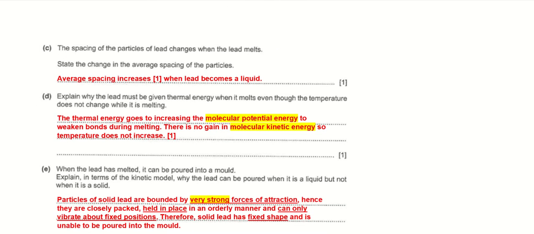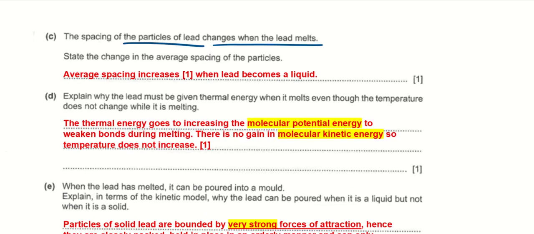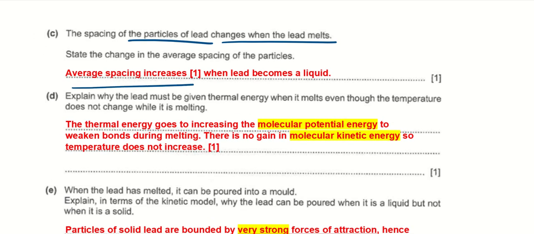Okay, the spacing of the particles of lead changes when the lead melts. They never say the lead particles increase in size. It's the spacing. State the change in the average spacing. Average spacing increases when lead becomes a liquid, right? Because the spacing between liquid particles are further apart.